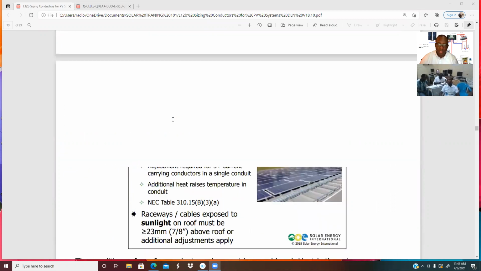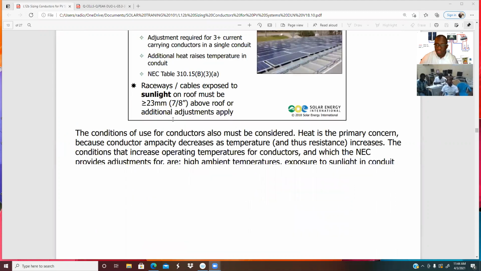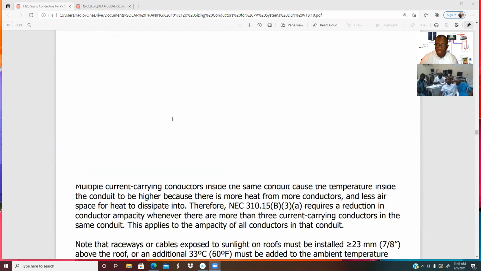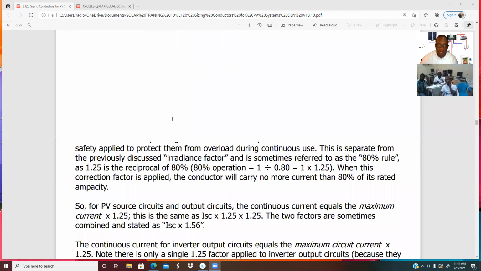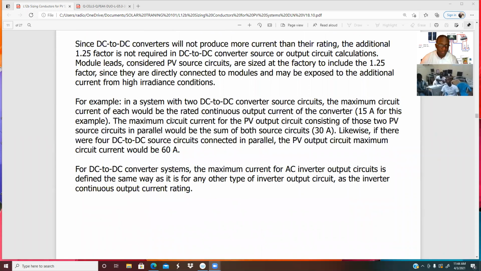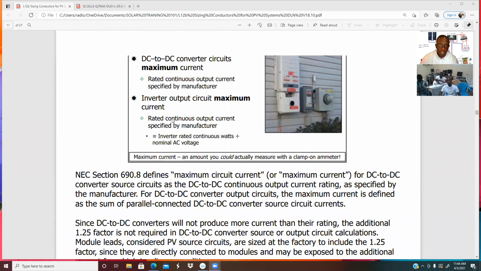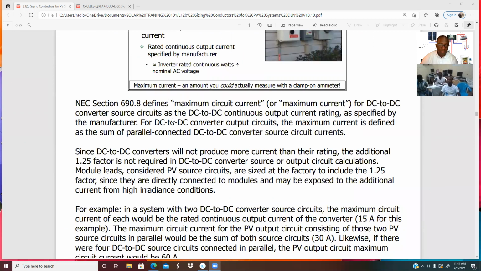I think we were all the way at page number 10. Page number 11, okay. Thank you for the reminder. So we're all the way here at page number 11. We're talking about the National Electric Code, the NEC, 690.8, which talks about the maximum current, maximum source current. So that's what we spoke about.